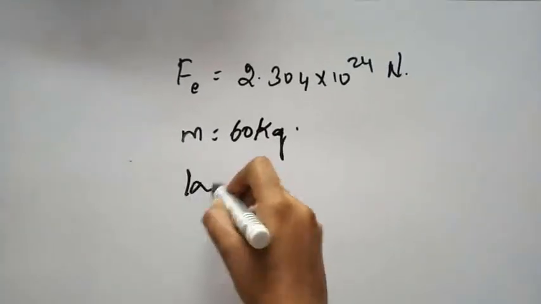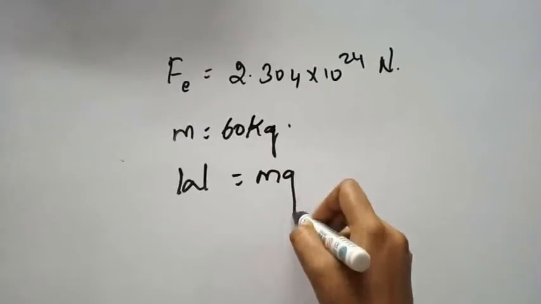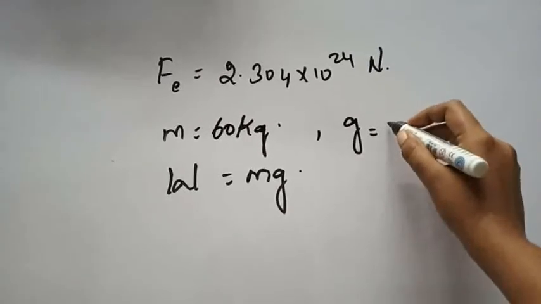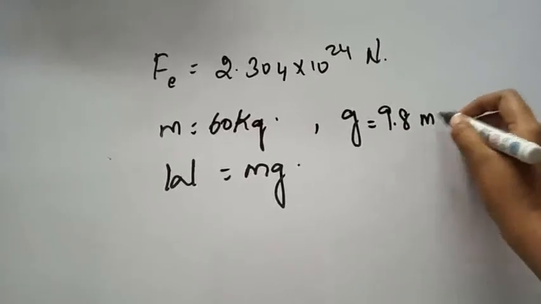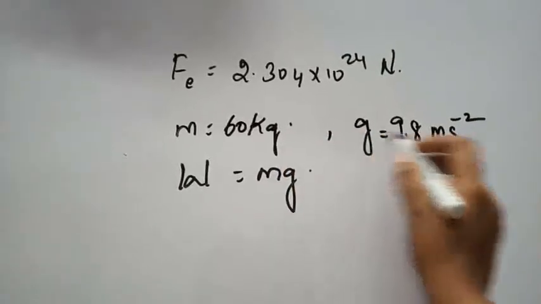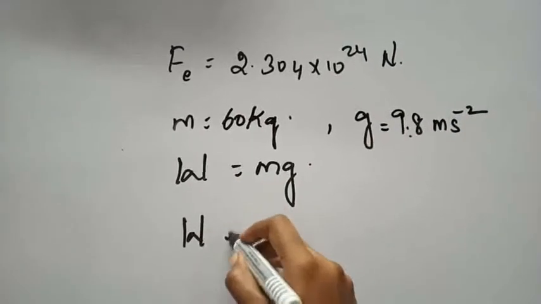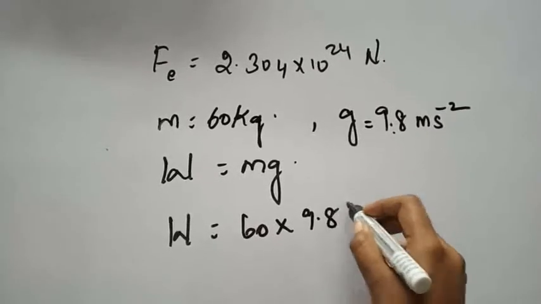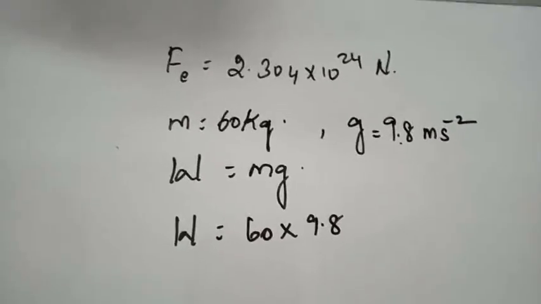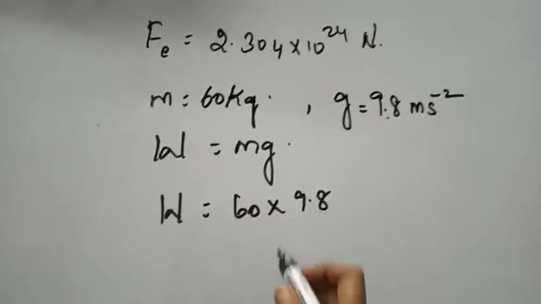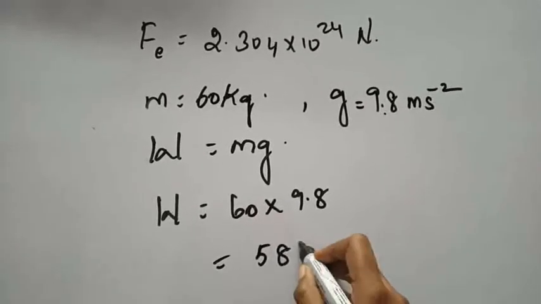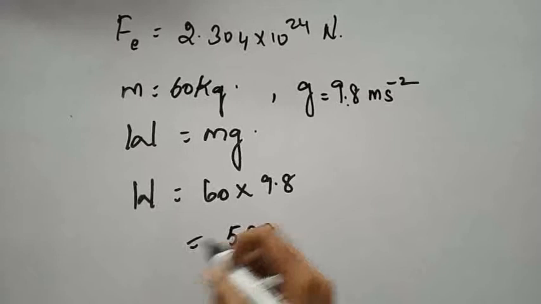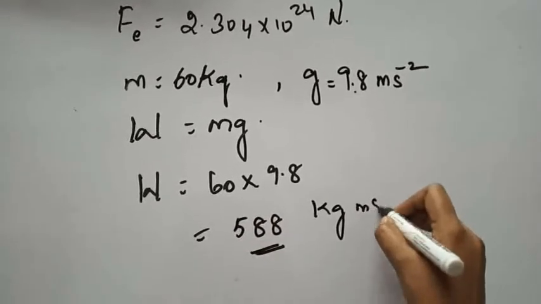So weight is nothing but mass into my acceleration due to gravity g. And the acceleration due to gravity value, you know that it is 9.8 meter per second square. So substitute the values here and find the weight value. Then it is 60 into 9.8. So when you multiply this, it would be 588. The weight is 588 kilogram meter per second square.